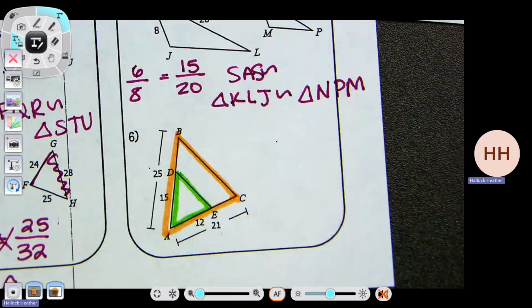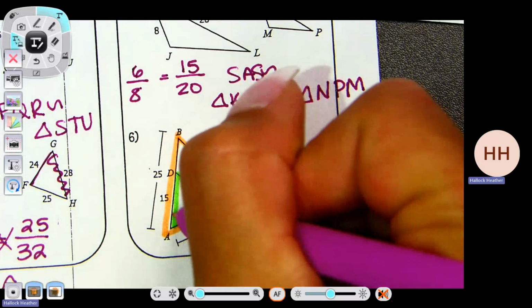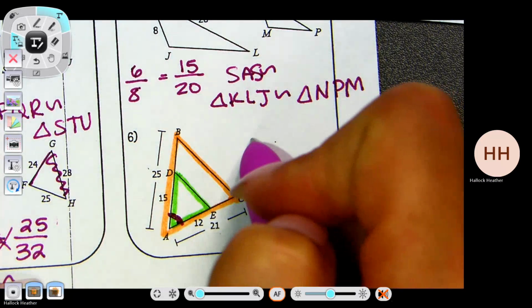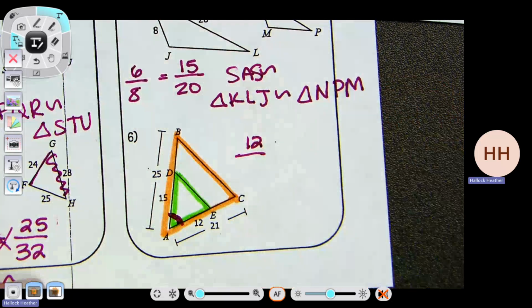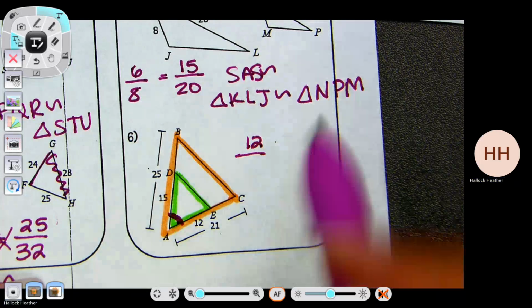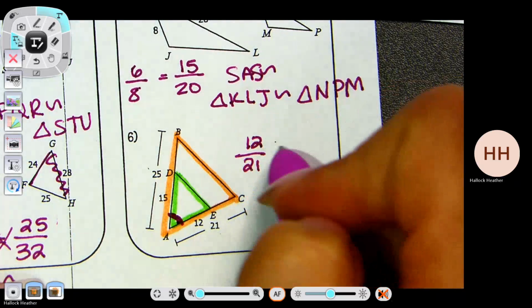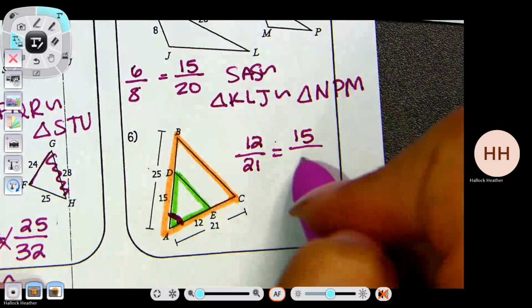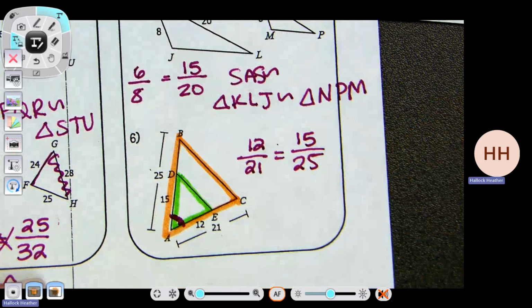Now, first, let's talk about the angle. If this is side, angle, side, what angle do they actually share? A. So right here, we're going to put an arc mark because A is shared in that corner. So I have side, angle, side. So what's something on the small triangle? I heard 12 first. 12 matches with what on the big triangle? 21. Then 15 over what? 25. Take a second to divide those.